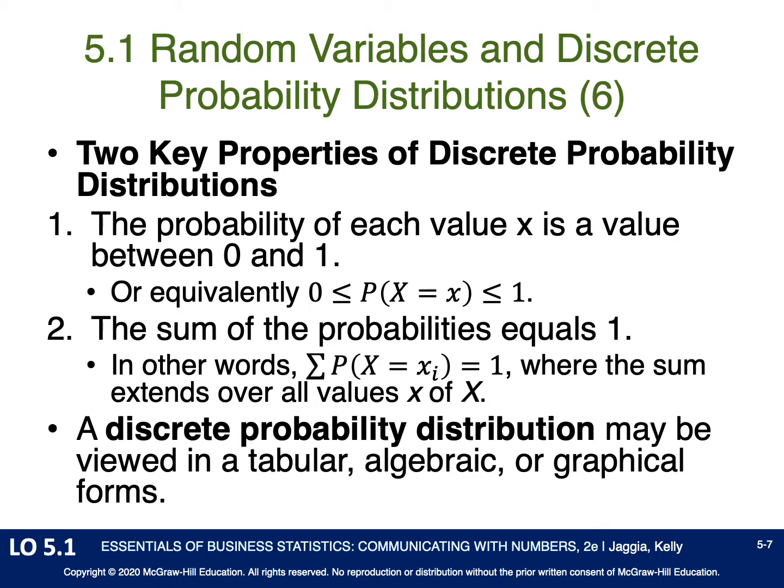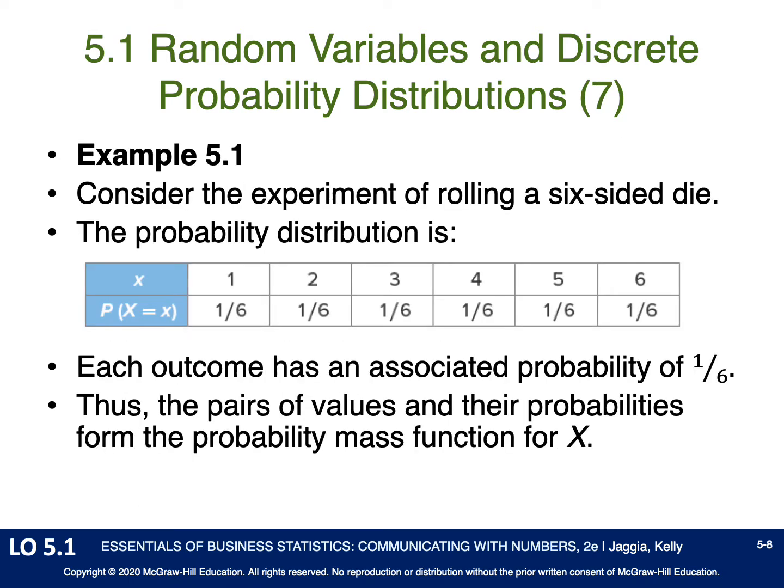So two key properties when we're talking about this: the probability of each observation is a value between 0 and 1. In other words, and we talked about this in Chapter 4, probabilities always fall between 0 and 1, and the sum of the probabilities has to equal 1. So we can look at a discrete probability distribution in a graphical form, in a table, or even in an algebraic formula, and we'll look at it in all three.